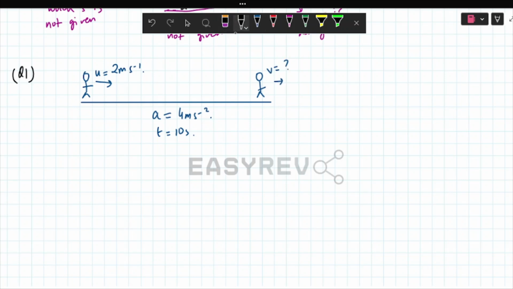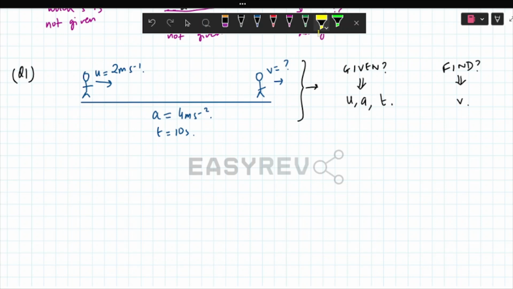When it comes to questions like these, it always helps to know what information is given and what quantity we have to find. In terms of the quantities that are given to us, we have the initial velocity u, the acceleration a, and the time duration of acceleration t. And what we need to find in this case is the final velocity v.